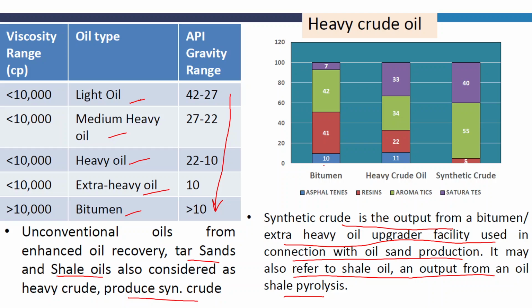In this figure, we can see that bitumen and heavy crude oil consist of asphaltenes, but synthetic crude does not consist of asphaltenes. Looking at the saturates, we can see that the amount of saturates in bitumen is very less. In heavy crude, saturates are present, but in synthetic crude, a large amount of saturated products is present.